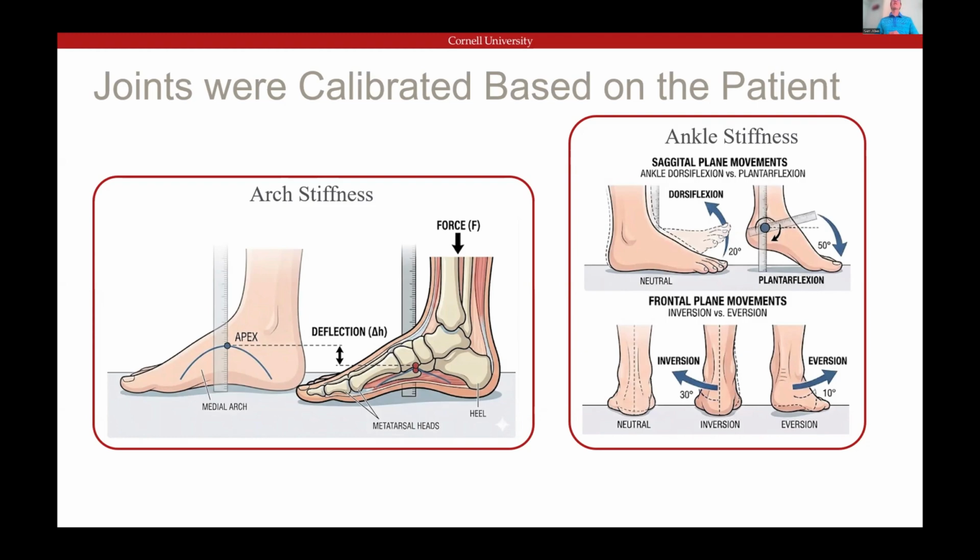Then moving on to the ankle. The ankle was looked at in inversion and eversion, as well as dorsiflexion and plantar flexion. To determine the stiffnesses of these joints, I measured the torque required to move the foot a certain angle. This torque was divided by the degrees that it moved to get our stiffness. A similar process was done for the toes as well to get the toe stiffnesses.